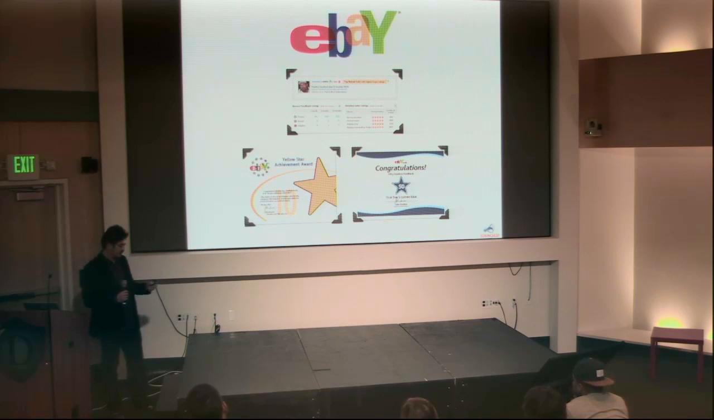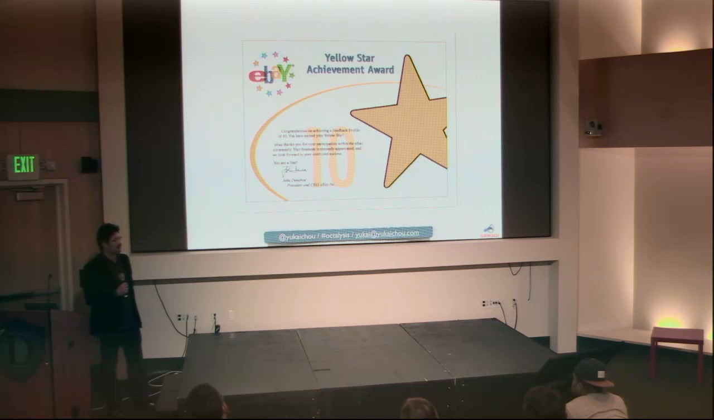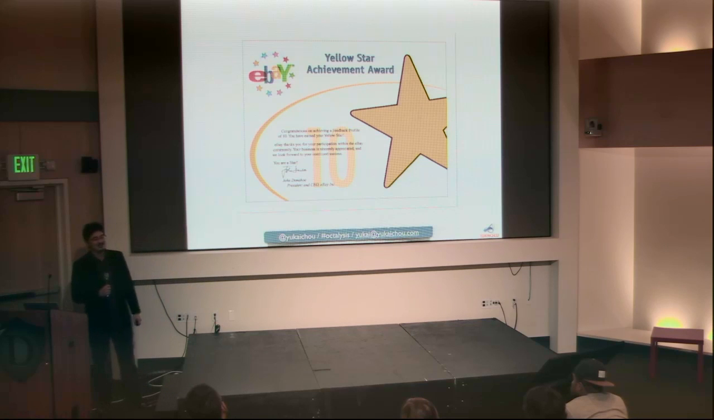And I remember when I was first selling on eBay in 2004, after I got 10 positive feedbacks, I got a certificate that says, oh, you're a Yellow Star Achievement Award, and signed supposedly by the CEO. And I was so excited about it. I printed it out and I put it on my wall. It's probably still with my parents somewhere. But that's on the seller side, that development accomplishment. Also on the buyer side, there's also this core drive.